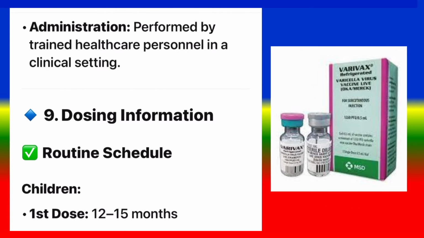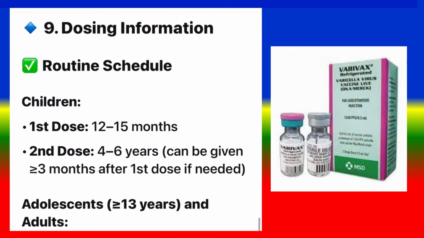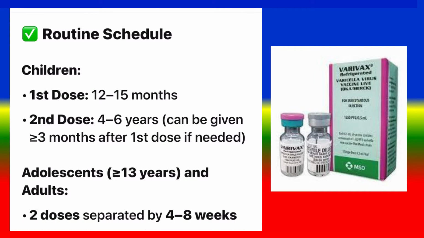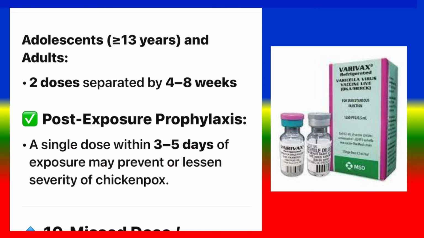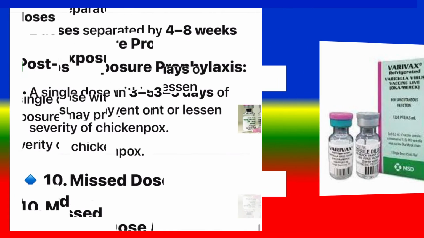9. Dosing information. Children: first dose at 12 to 15 months, second dose at 4 to 6 years. The second dose can be given 3 months after the first dose if needed. Adolescents 13 years and older, and adults: 2 doses separated by 4 to 8 weeks. Post-exposure prophylaxis: a single dose within 3 to 5 days of exposure may prevent or lessen the severity of chickenpox.